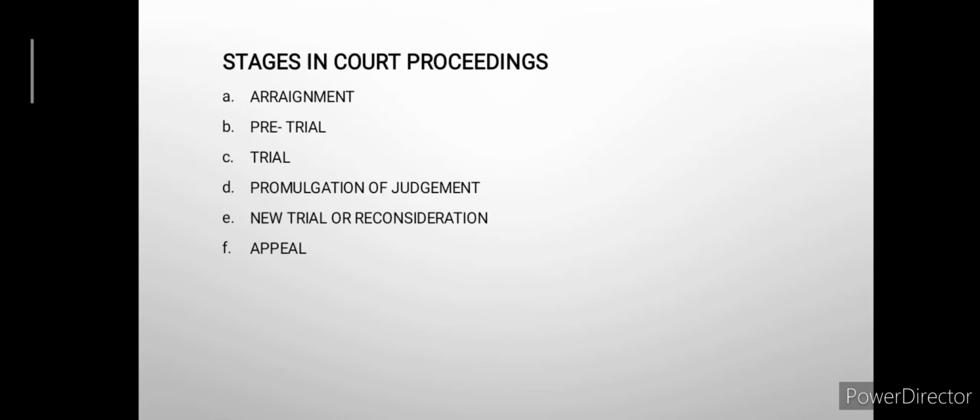And next is the new trial or reconsideration. Here, at any time before a judgment of conviction becomes final, the court may, on motion of the accused or on its own instance but with the consent of the accused, grant a new trial or reconsideration. And in order to be granted a new trial or reconsideration, there must be grounds.